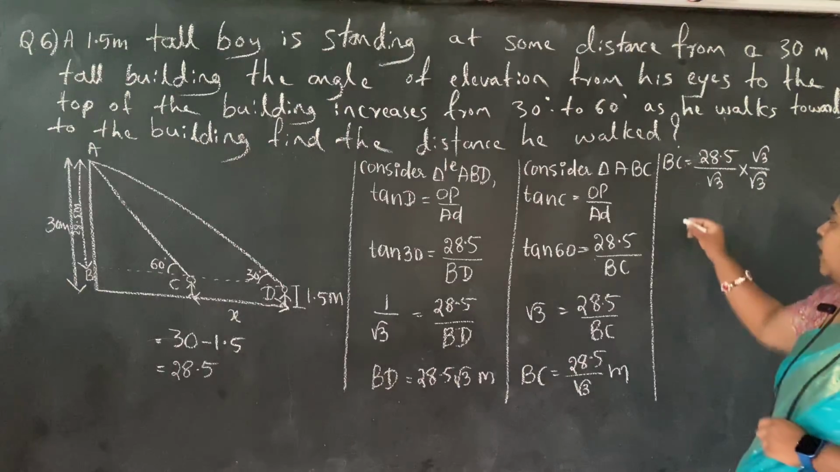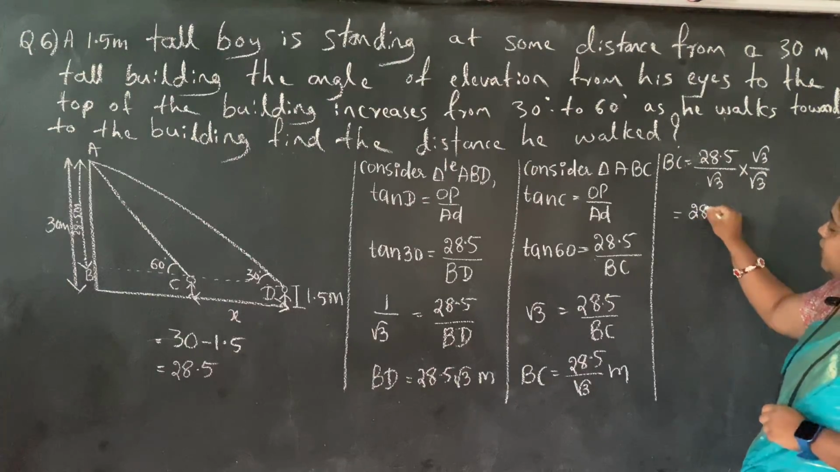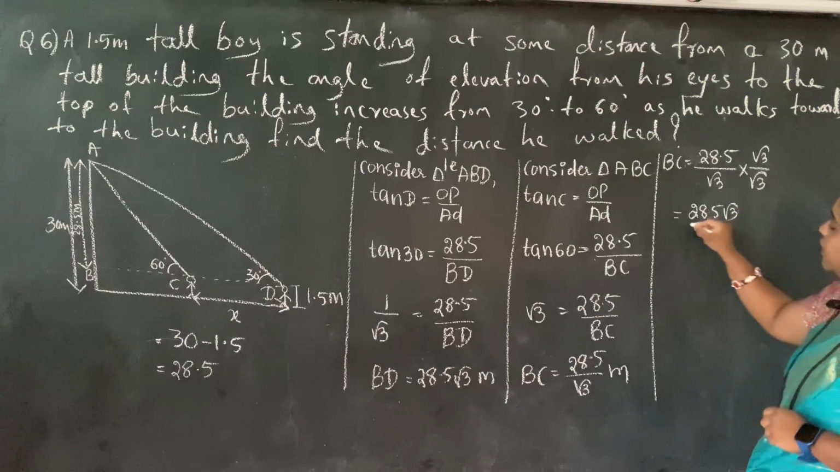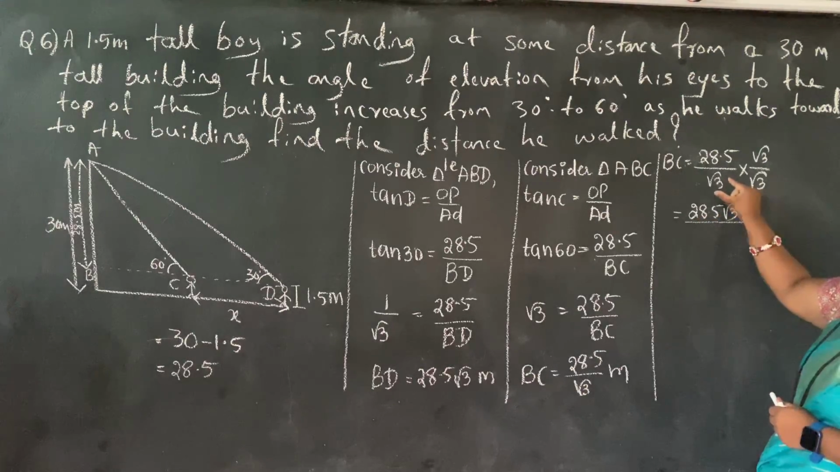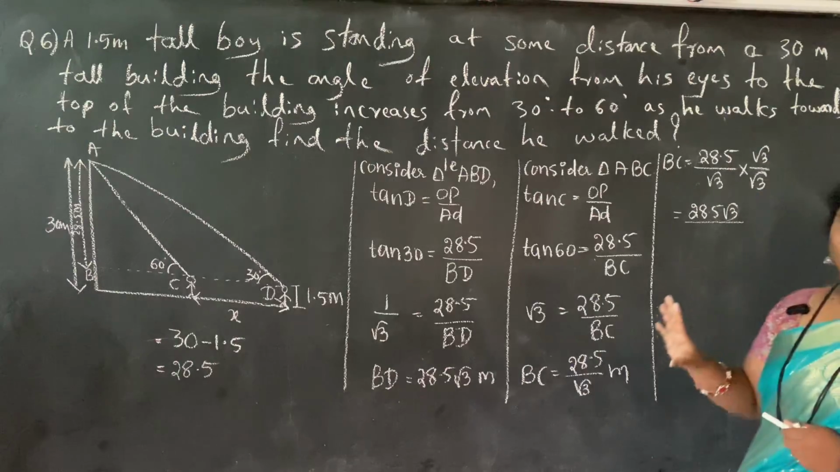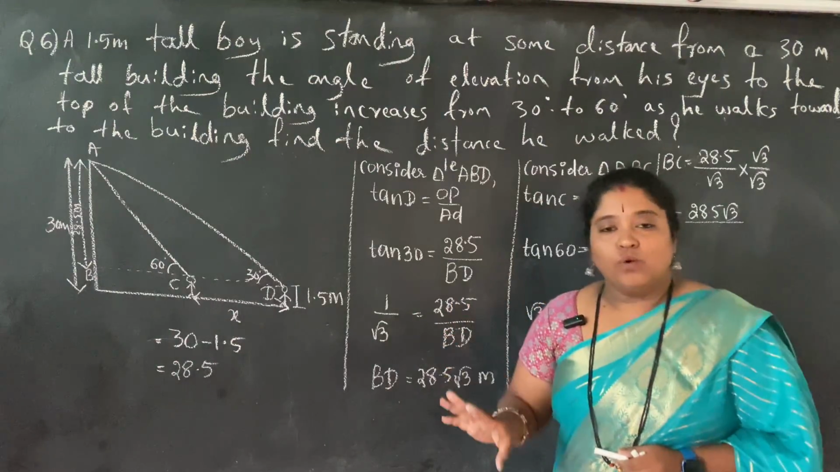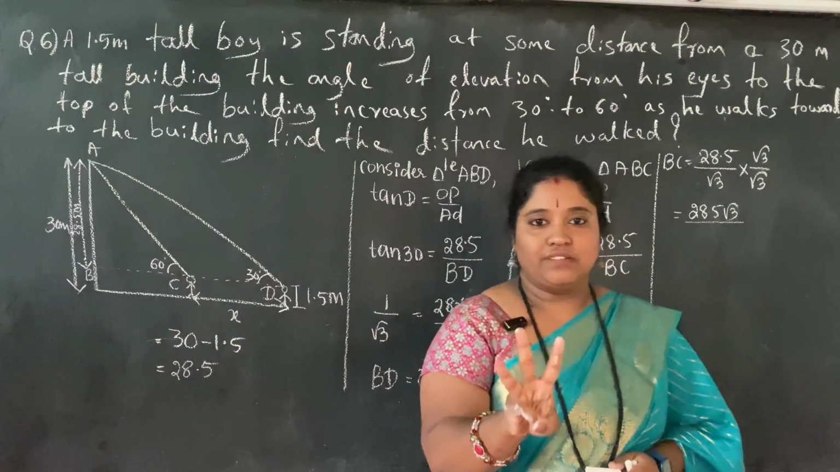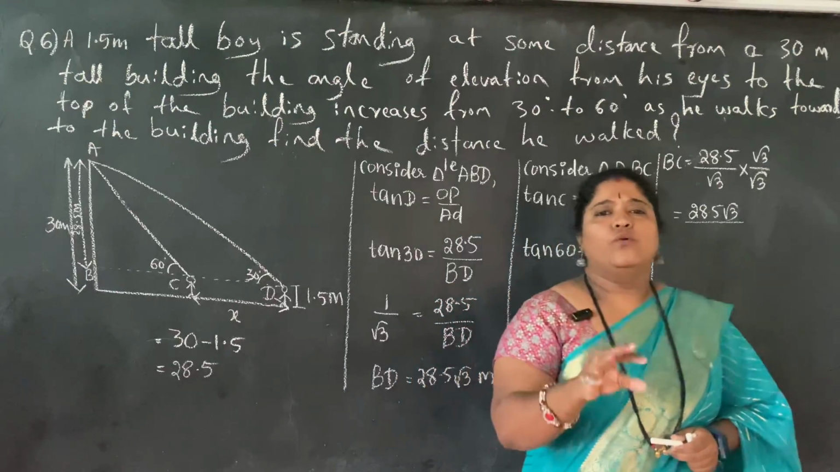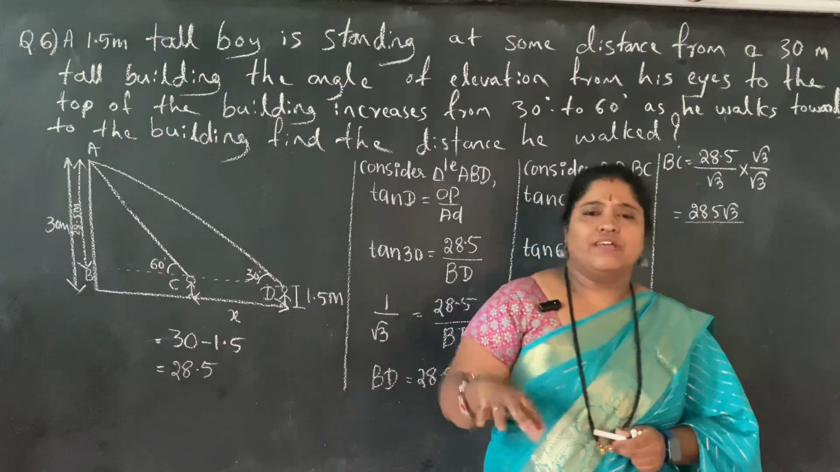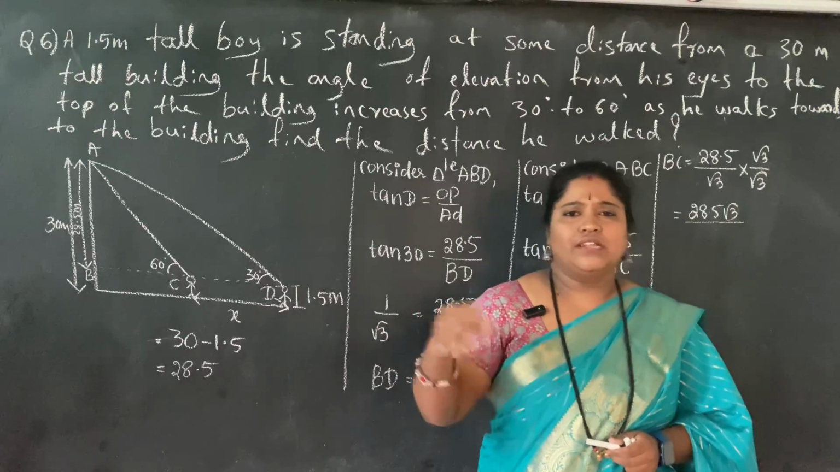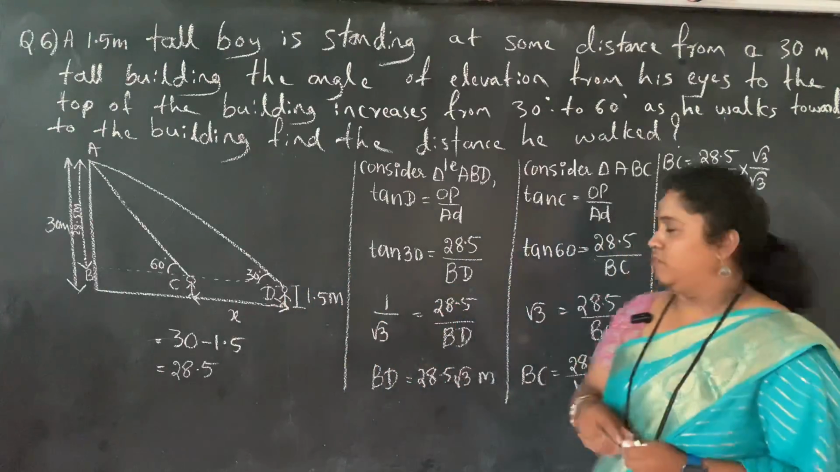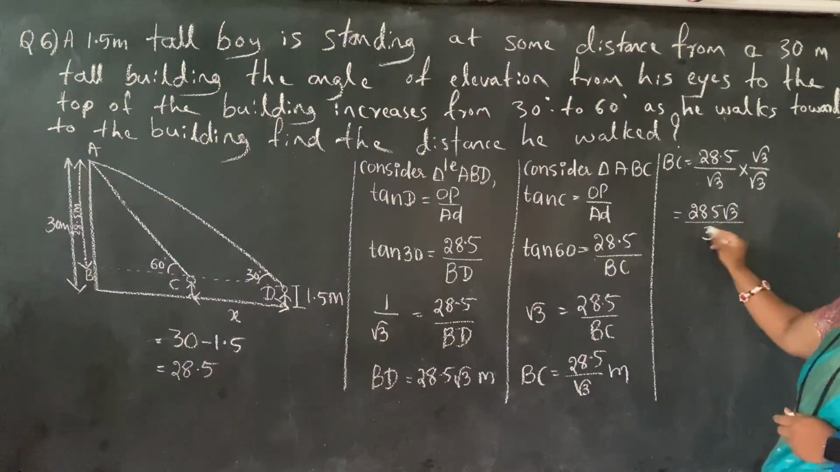Is it not? Now listen here. 28.5 root 3, whole divided by root 3 into root 3. The square and root will get cancelled. I am left with 3. Whenever you remember, root 5 into root 5 is 5, root 7 into root 7 is 7, so root 3 into root 3 is 3. Understood? So now I'll be having 3 here.